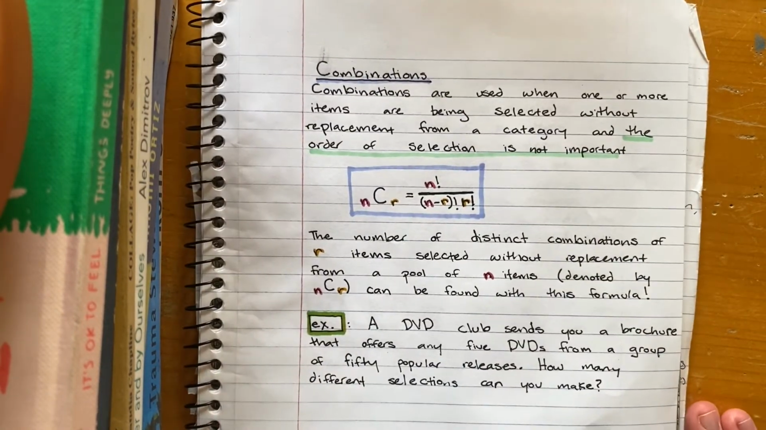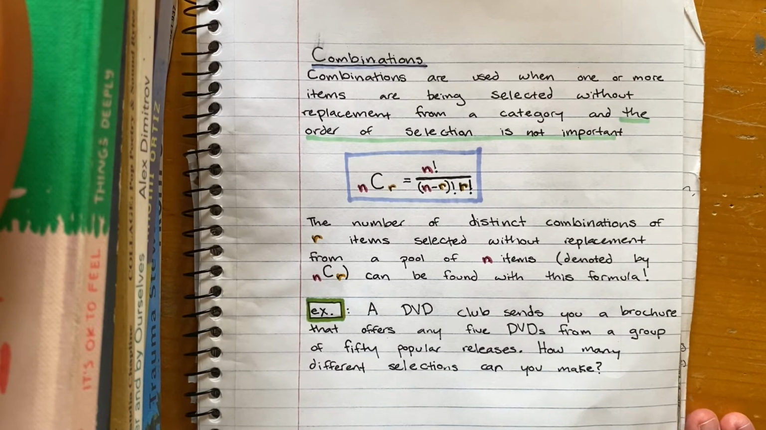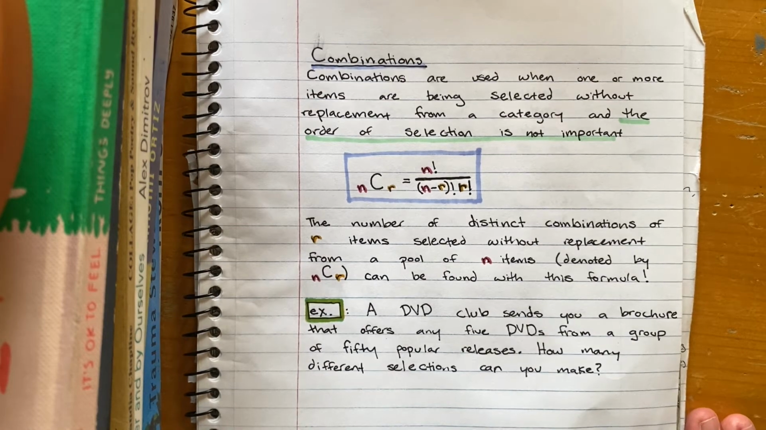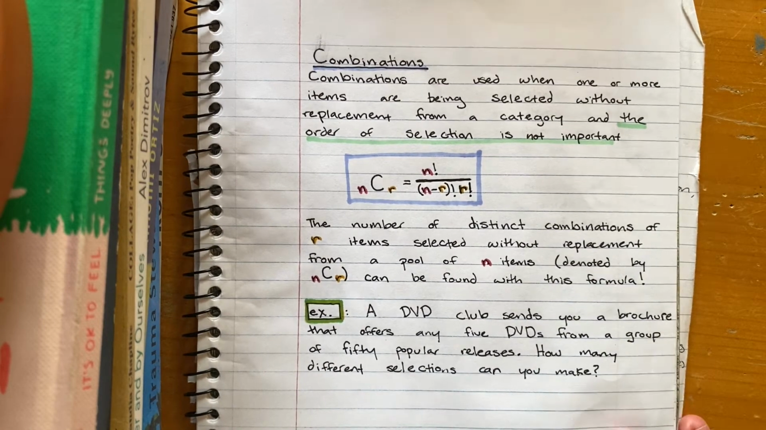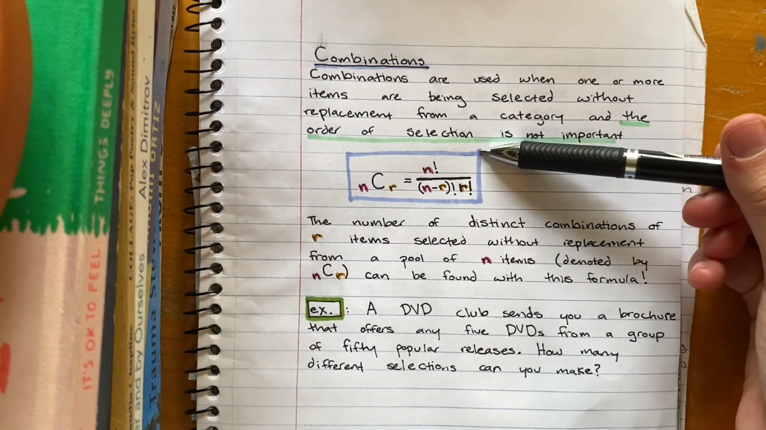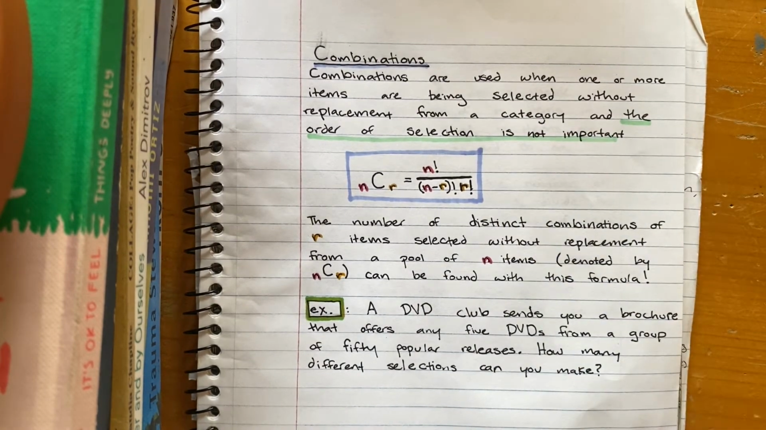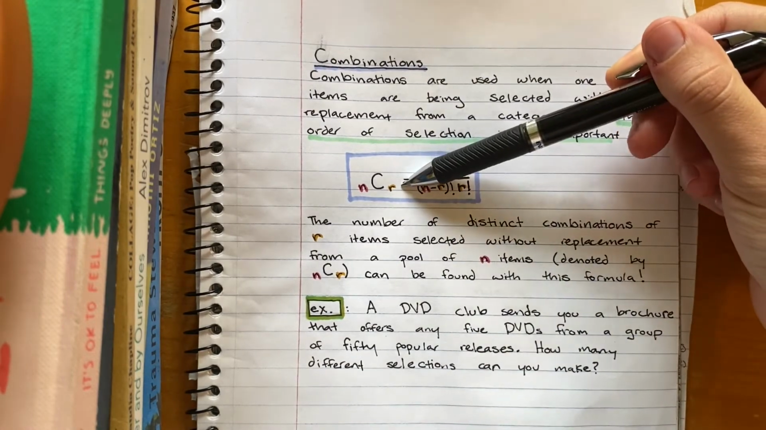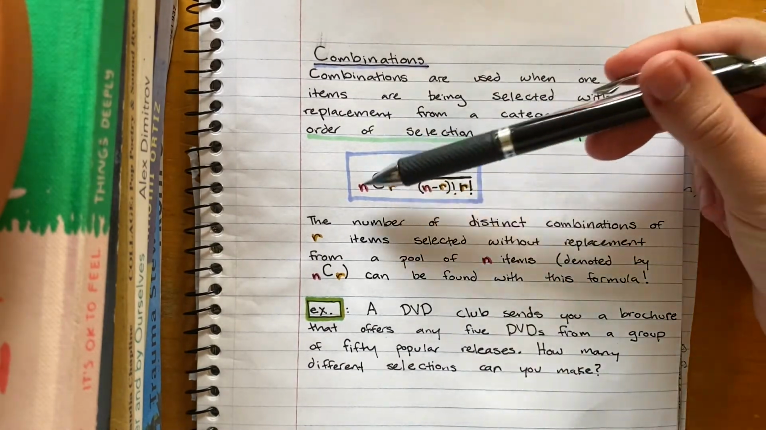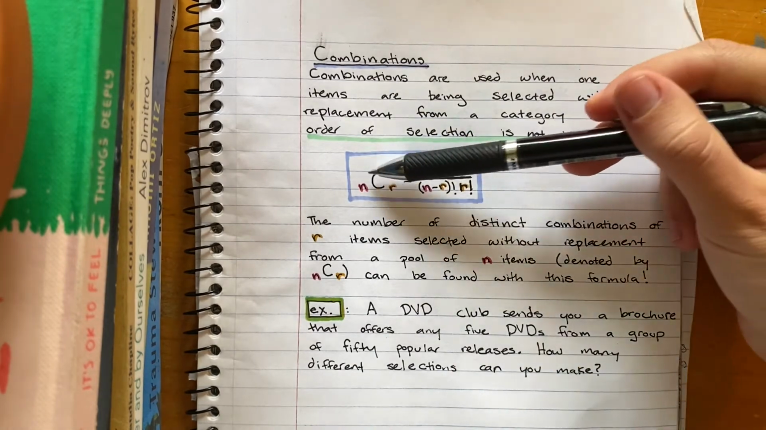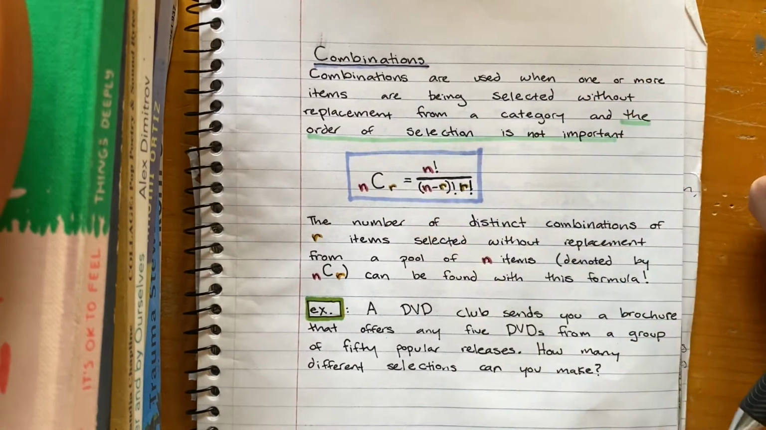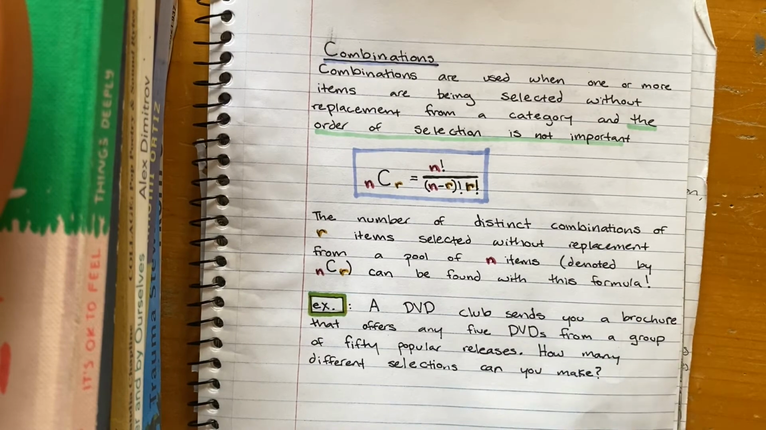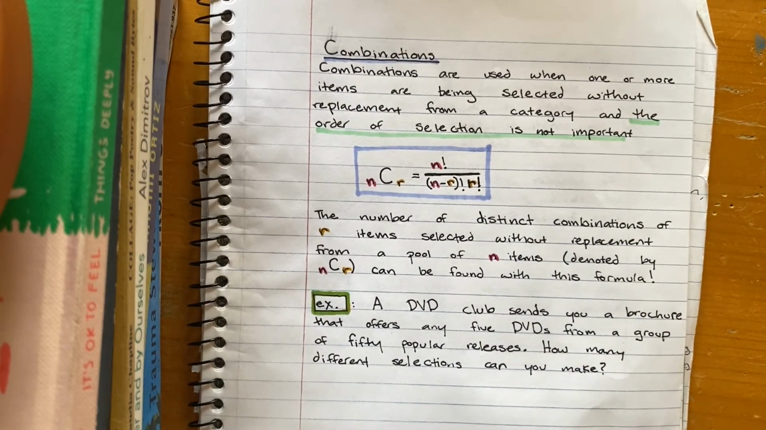Next, we're going to talk about combinations. Combinations are used when one or more items are being selected without replacement from a category and the order of selection is not important. So this is the combination formula, and in this formula, the number of distinct combinations of R items selected without replacement from a pool of N items is denoted by this, and this is the formula that you would use to solve any combination problem.